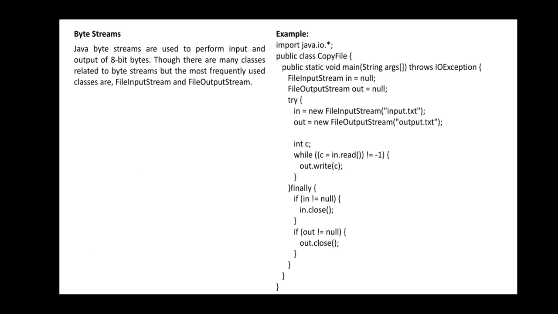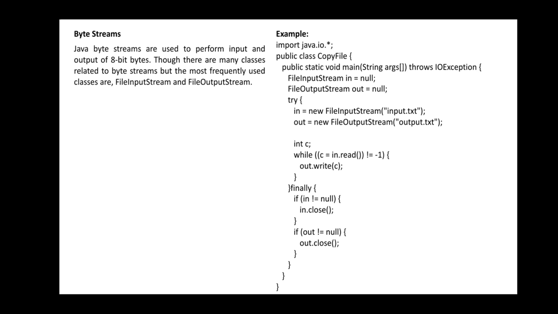The first one is called the byte stream. Java byte streams are used to perform input and output of 8-bit bytes. Java byte streams are used to perform input and output of 8-bit byte values.